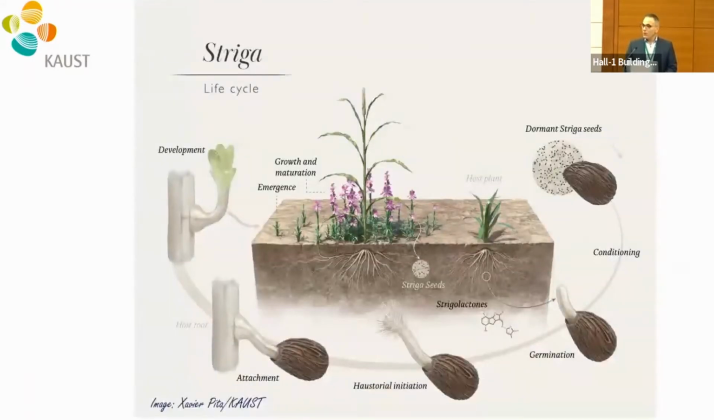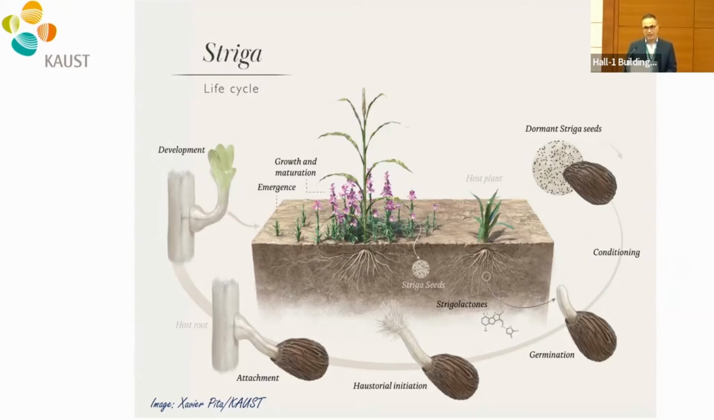Striga is a so-called root parasitic plant. This means it relies on a connection to its host, to the roots of its host. Usually seeds of this parasite remain viable in the soil for a long time, waiting for a suitable host. They recognize the host by chemicals such as strigolactones. You see the structure of these chemicals.